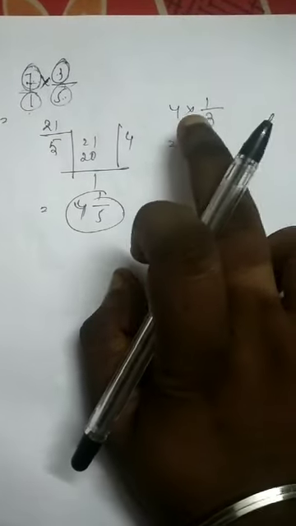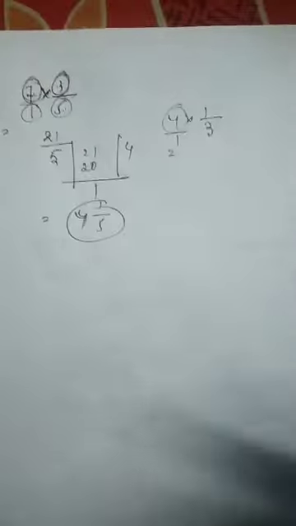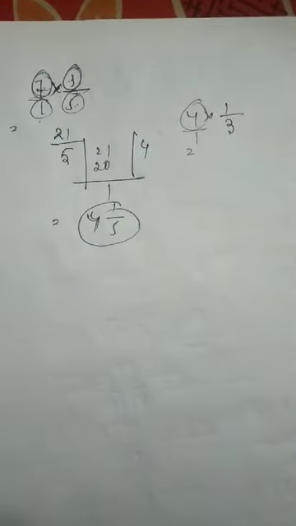4 into 1 by 3. Children, 4 and 3 cannot be cancelled. So in that case, every whole number is in the place of numerator, so that is what we have to keep in our mind. Here 4 will be multiplied by 1. 4 ones are 4. And in the place of denominator, we have got 3 and 1. 3 ones are 3. So 4 by 3, we can convert into a mixed fraction, as the number is an improper fraction. 4 minus 3 is 1. The answer is 1 whole 1 by 3.